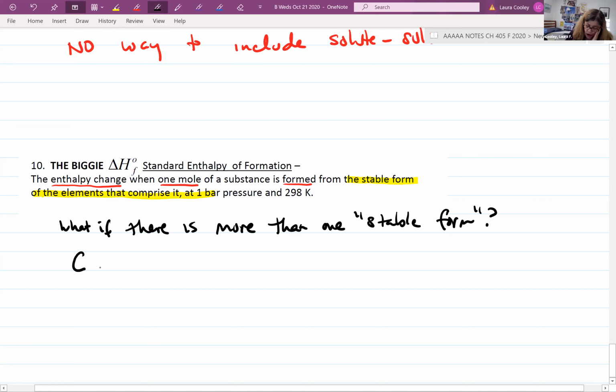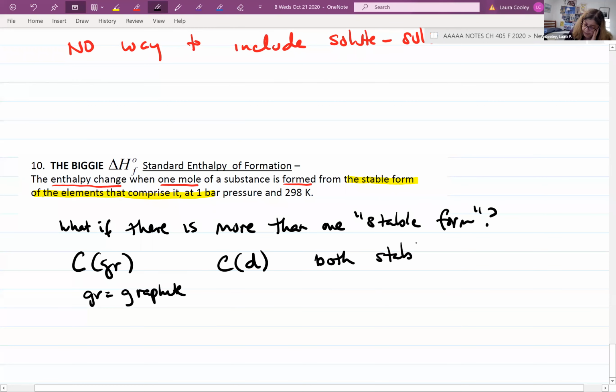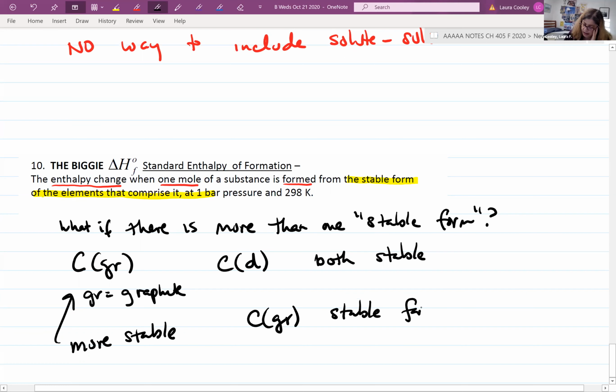And we know, like carbon, you can have graphite. Graphite is not gaseous, it's graphite. But you could also have diamond. These are both stable. Well, it turns out that graphite is a bit more stable. So we use carbon graphite as the stable form of carbon.